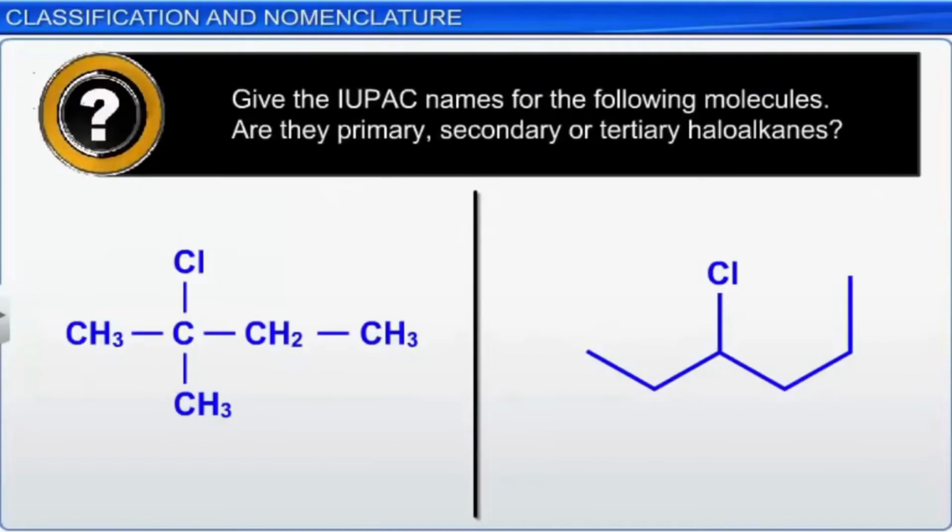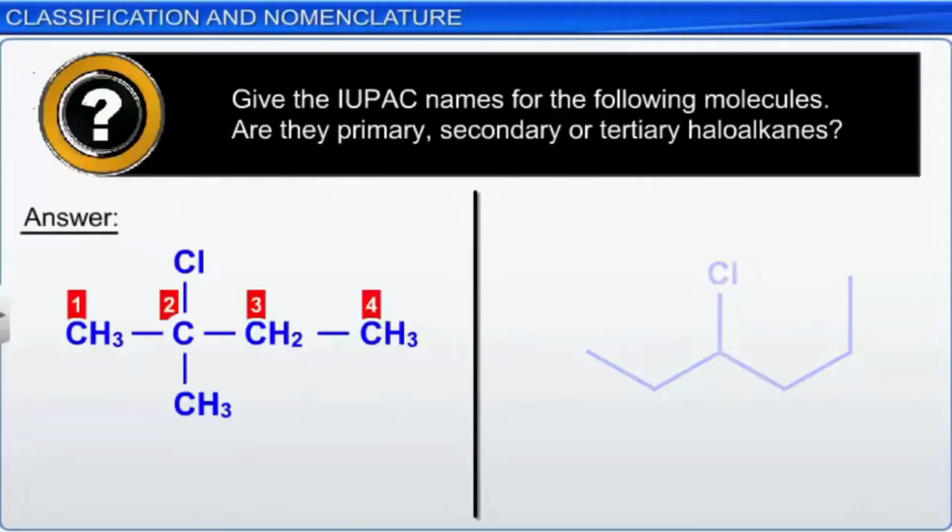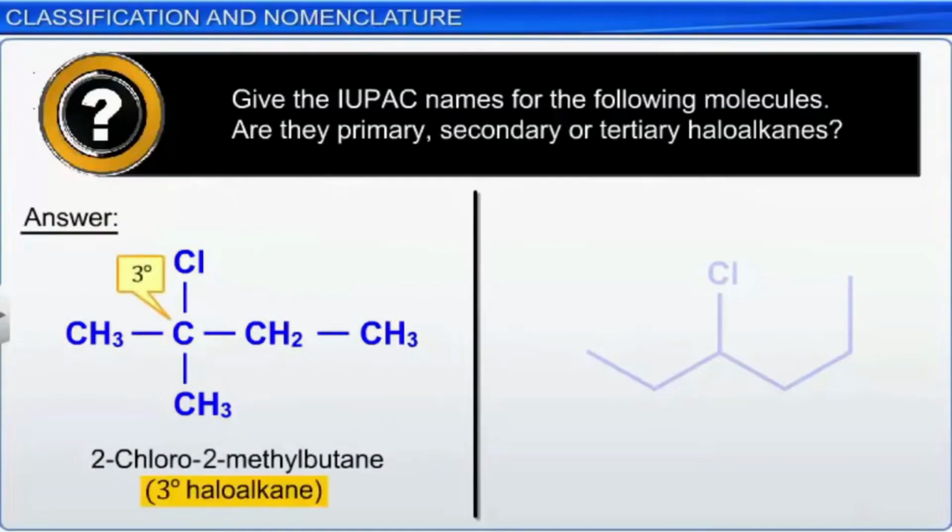Now try these practice problems on your own. Give the IUPAC names for these two molecules. Are they primary, secondary, or tertiary haloalkanes? The IUPAC name for the molecule on the left is 2-chloro-2-methylbutane. It is a tertiary haloalkane as the chlorine is bonded to a carbon linked to 3 other carbon atoms.